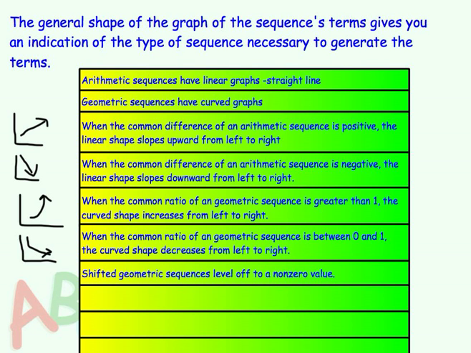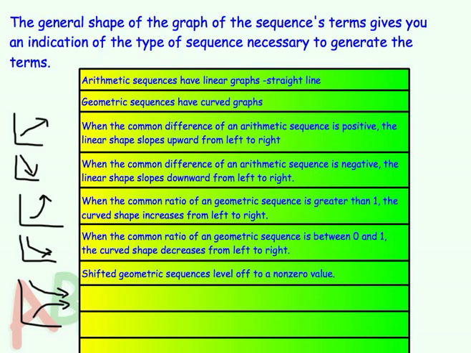Okay. Shifted geometric sequences level off at a non-zero value. So in general, if it increases, it will level off. If it decreases, it will also level off. So these are the types of graphs that we're talking about: arithmetic, linear; geometric, and shifted geometric sequences have a curved graph. Right?